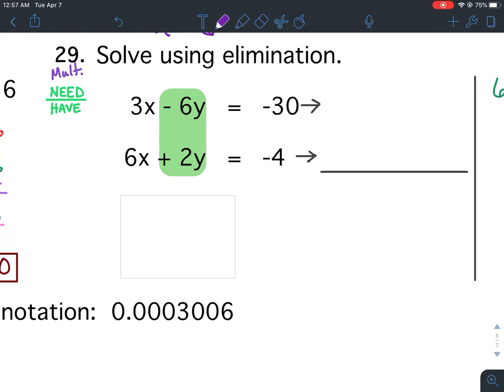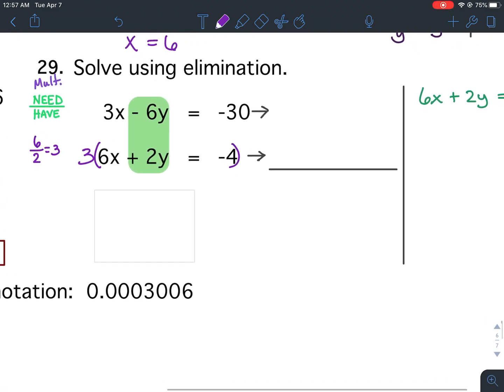So in order to figure out what I need to multiply this bottom equation by, because it's got the smaller term, I need to take what I need. Well, if I have a negative 6 up here, what I need is a positive 6. I have a negative 6, I need a positive 6. But what I have on the bottom is positive 2. So if I take those and I divide that out, I get 3. So that means I need to multiply my bottom equation by 3. The top equation will stay the same. So I'll have 3x minus 6y equals negative 30.